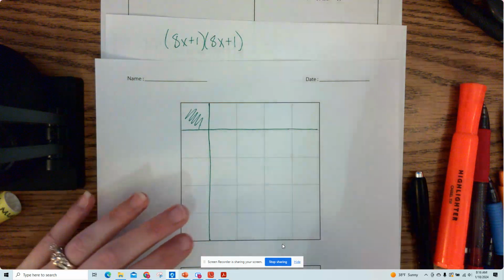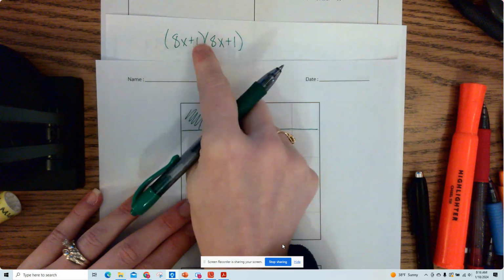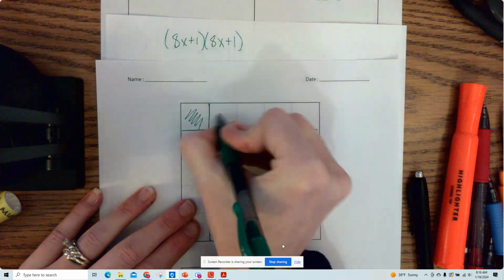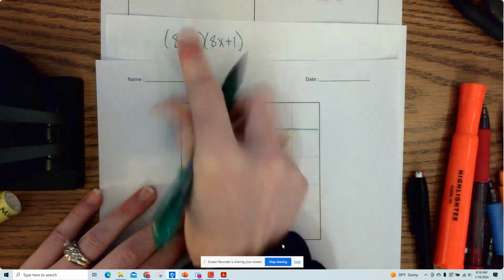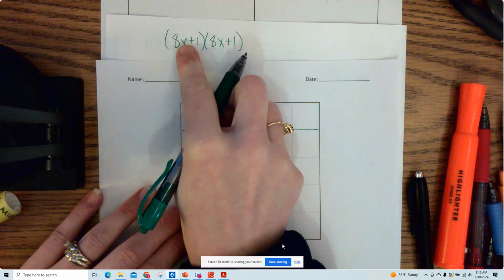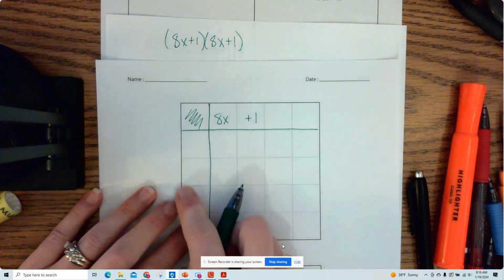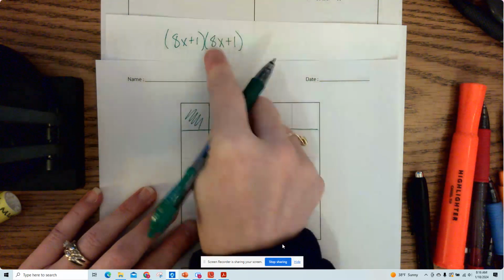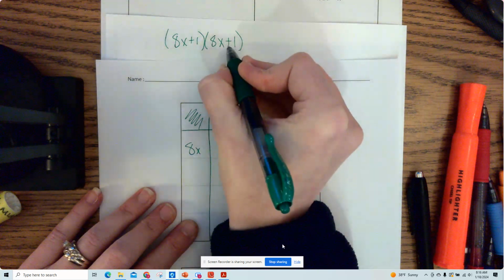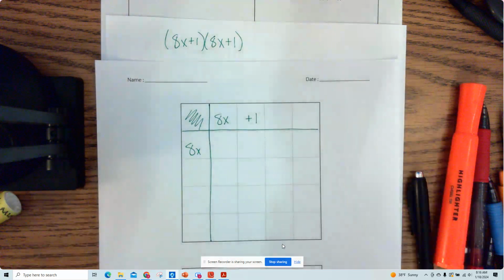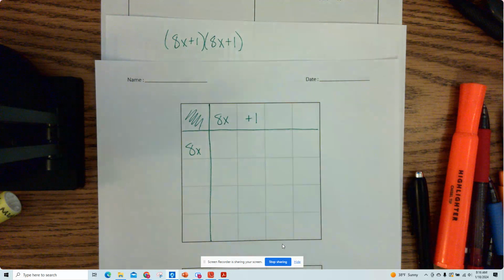Each term gets a box. So 8x plus 1, I would do 8x plus 1. So that's that first binomial. My second binomial goes vertical. Same thing. Each term, 8x, and terms are divided by plus signs or subtraction signs. That's how you know where each term is. If there's a plus sign, you're starting a new term. If there's a subtraction sign, you're starting a new term.